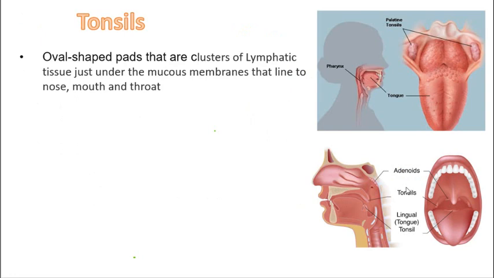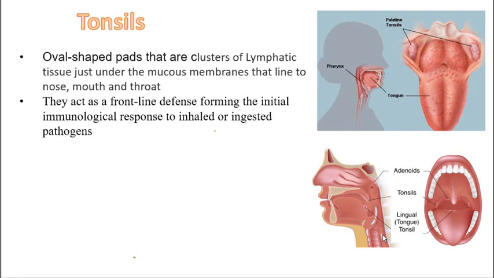Tonsils are oval-shaped pods that are clusters of lymphatic tissue just under the mucosal membrane. They line the nose, mouth, and throat, so you see some lymphoid tissue all throughout. Right over here, you see all this different lymphoid tissue. That's the tonsils. They act as a frontline defense, forming the initial immunological response within the upper respiratory system.